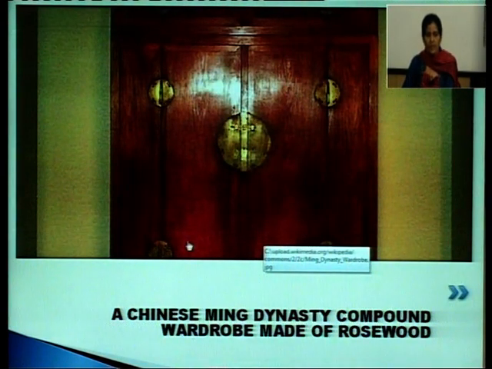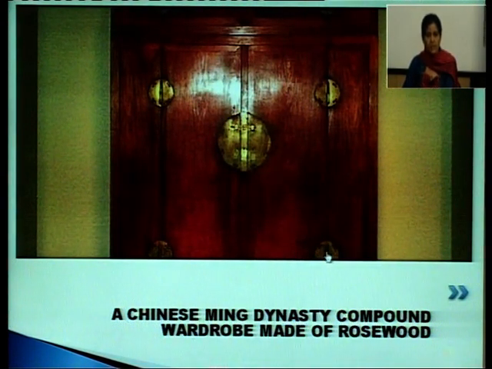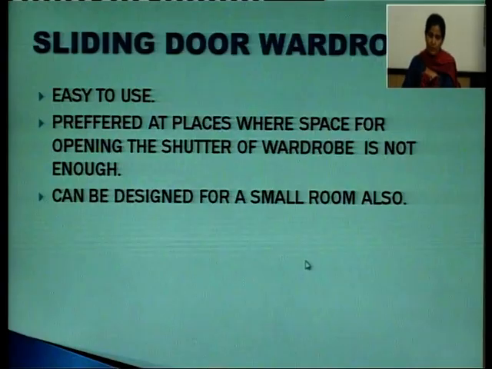This is a Chinese Ming Dynasty compound wardrobe made up of rosewood. As you can see here, this is a single unit which can be used at any place, and we can move it or shift it from one place to the other. In our day-to-day life, these Godrej Almirah, which are the example of these stand-alone wardrobe, are very common.